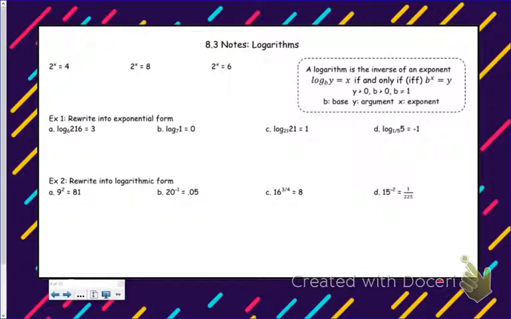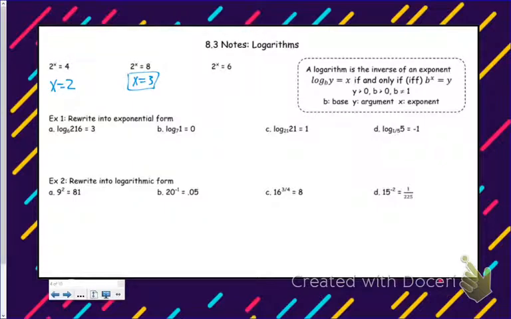The reason we need logs is to evaluate some of these types of questions. So 2 to the x is equal to 4. We can figure out that x is equal to 2, because we know 2 squared is 4. Same thing on the second one. I know that 2 to the third power would give me 8. Okay. The problem is when I get to something like this, 2 to the x is equal to 6. I don't know what power I need to raise it to. So we use logarithms to be able to evaluate what that exponent is.